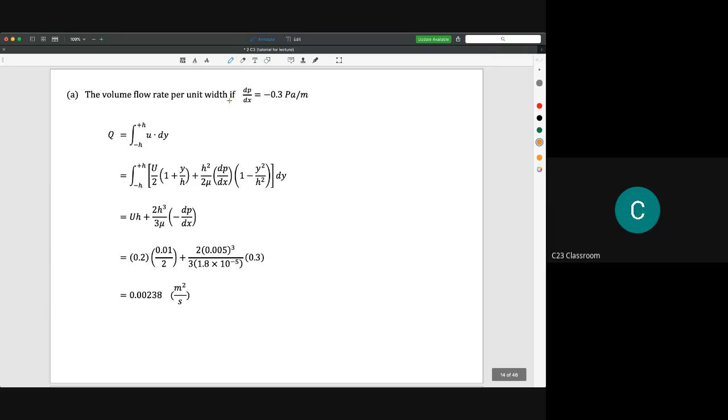So then the question is, if dp/dx is equal to minus 0.3 Pascal per meter, the question asks about the volume flow rate here. So the idea is Q is equal to AV. And now I think you already know why we start from u dy, because we are calculating a small flow rate for a small element.